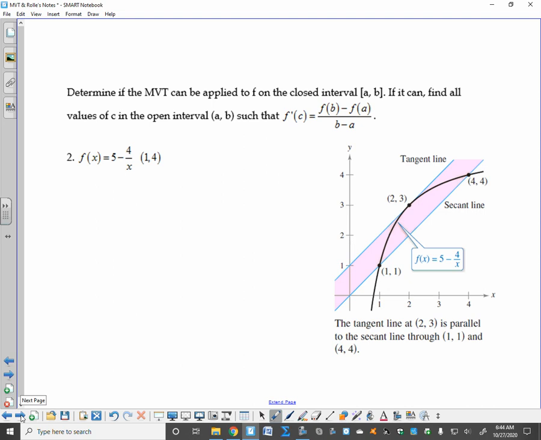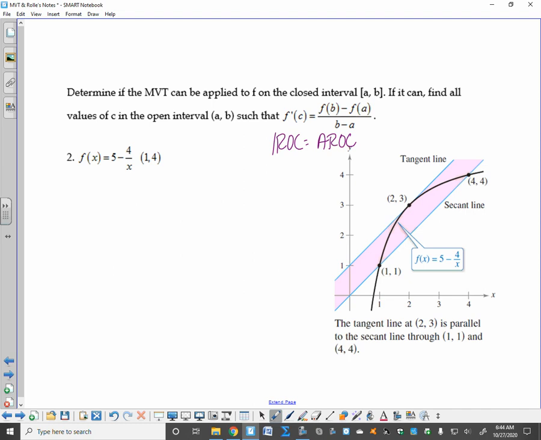Okay. Determine if the MVT can be applied to f on the closed interval a to b. If it can, find all values of c. Okay, that makes it sound like there's potentially more than one. On the open interval a to b such that f prime of c equals f of b minus f of a over b minus a. Okay, so this is IROC equals AROC.